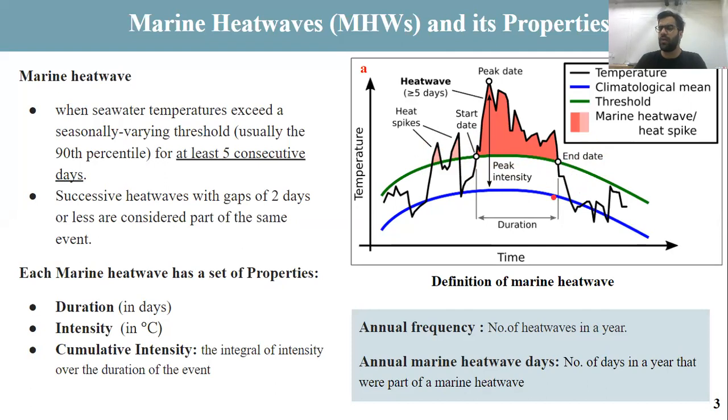Now, each heat wave has its own properties. That is the duration, the starting point as well as the end day of the heat wave. Then the intensity, how high the temperature is, either from the average long-term climatological mean value, or from the 90th percentile threshold. Then we see the cumulative intensity, that is, how the sea surface temperature changes during the duration of the heat wave.